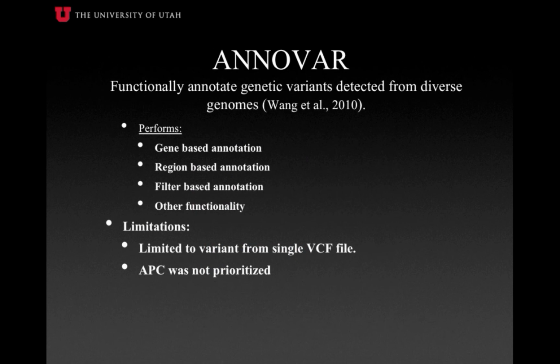Next one is ANNOVAR. ANNOVAR is specifically designed to functionally annotate genetic variants detected from diverse genomes. It performs gene-based annotation, region-based annotation, filter-based annotation, and has other functionality. From our analysis, we found there are certain limitations to using ANNOVAR. The first and foremost is that it is limited to variants from a single VCF file, and the second one is that APC was not prioritized in our result.